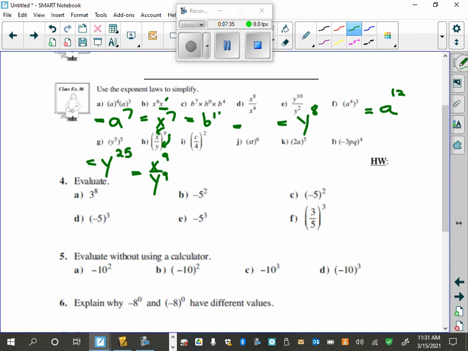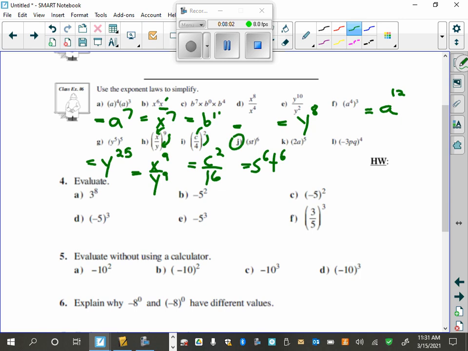And sometimes students don't know what to do. Okay. This one, you square the top, square the bottom. So c squared, 4 squared is 16, not 8. Okay, you don't multiply 4 times 8 because 4 is not an exponent. This one's very similar to h. You just put s to the 6 times t to the 6.